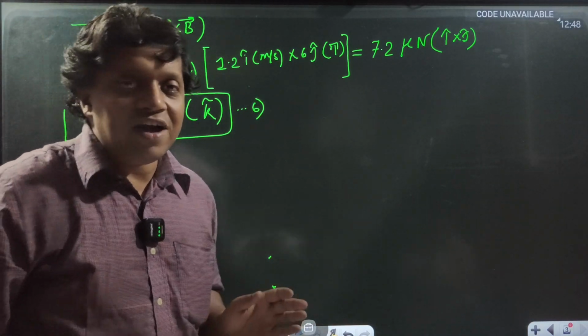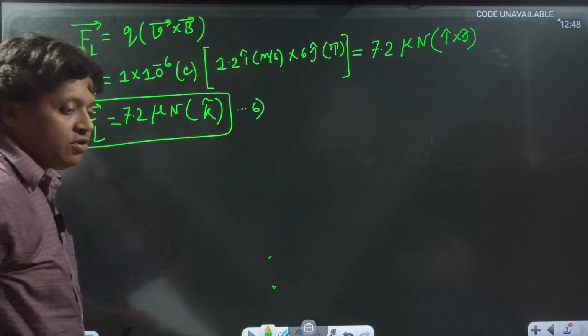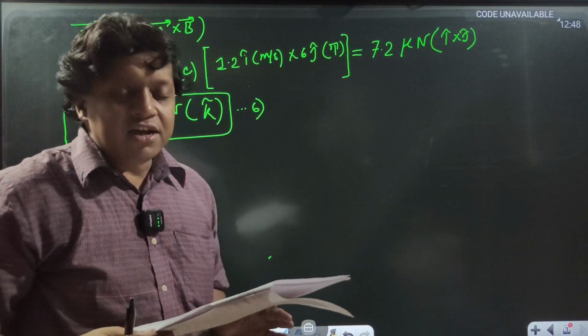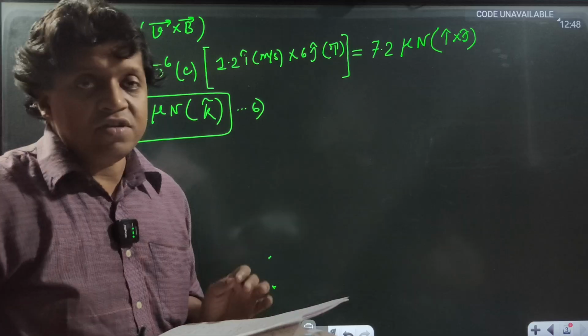So the Lorentz force on the charged particle acts in the z direction. That is why we have got this k cap. Then the vertical motion controlled by the gravity remains uninfluenced. Listen to this point once again.